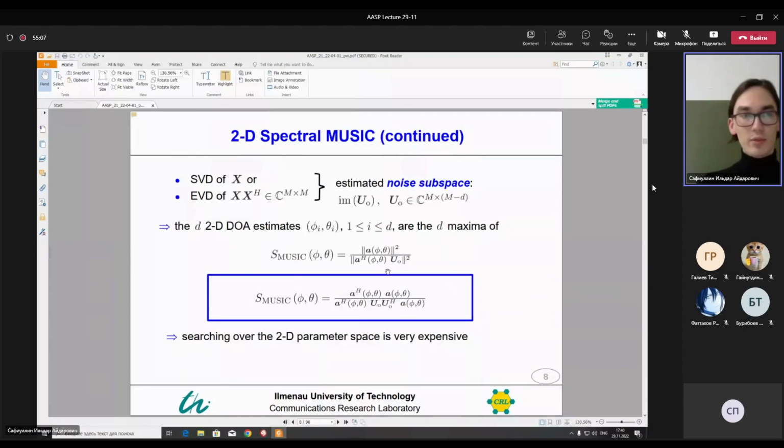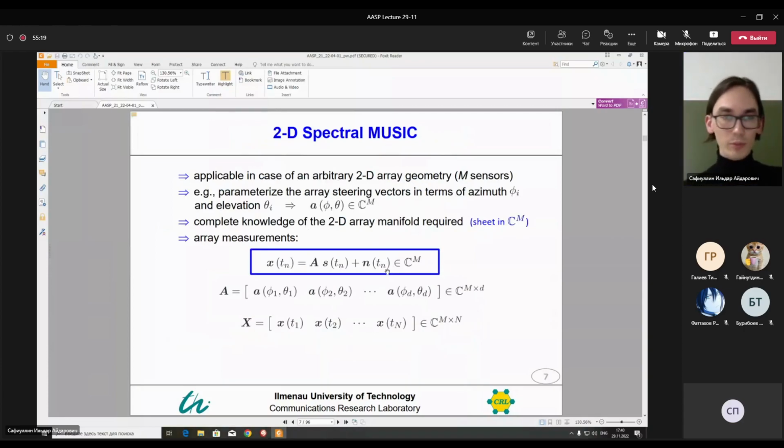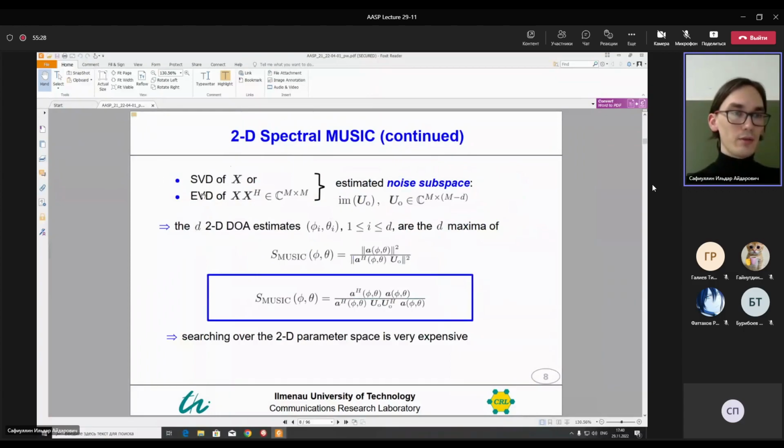We use the same steps. We calculate the singular value decomposition of X, in this case the matrix X as before. So first we collect these measurement vectors into the measurement matrix, then calculate SVD or EVD to estimate the noise subspace, and using this noise subspace estimation, we will search for these G maxima of this function.